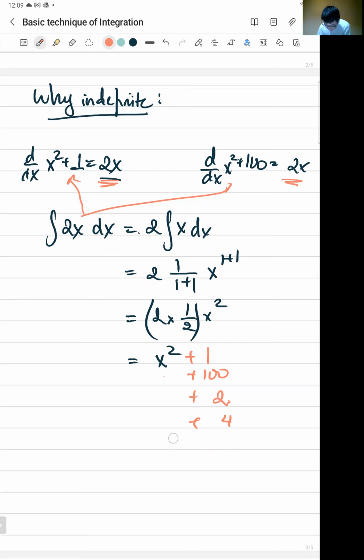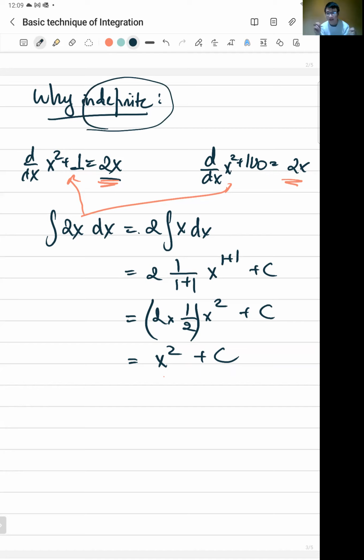So eventually, that is the reason why we want a plus c, representing a certain constant number, but we don't know what that is. That is the reason why we're adding c. And this is the reason why it's called indefinite. Because we cannot define which one it belongs to. Is it plus one? Is it plus 100? Or is it plus two? Or is it plus anything? We cannot define it. That's why it's called indefinite. And again, this function is called the family of functions.